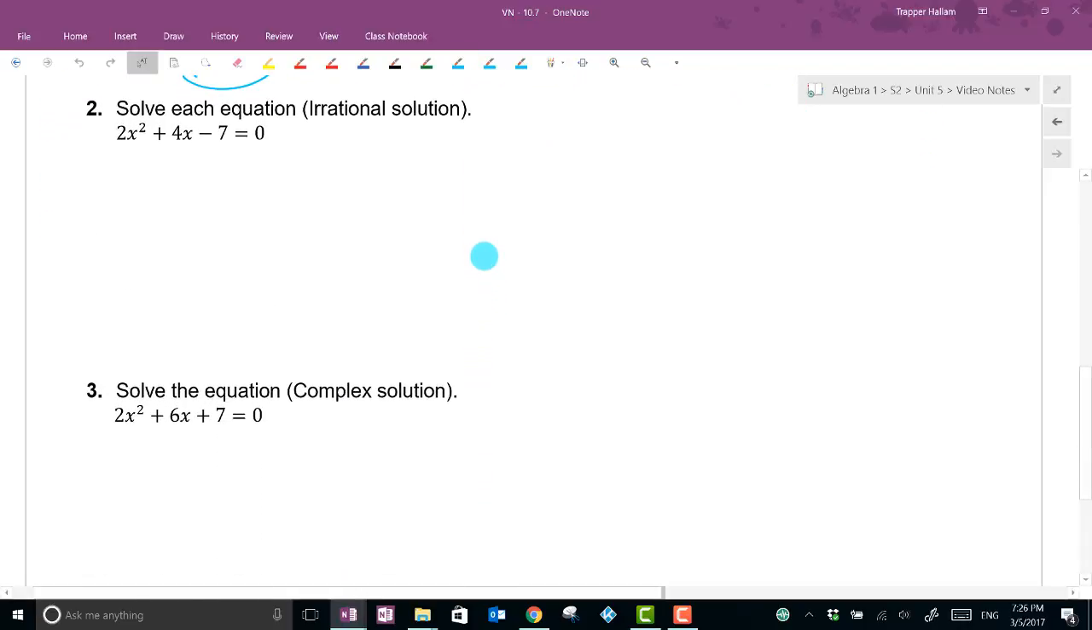This one's going to result in an irrational solution. So I'll rewrite the formula for us here. x equals opposite b plus or minus the square root of b squared minus 4ac all over 2a. So again, let's identify our a, our b, and our c.